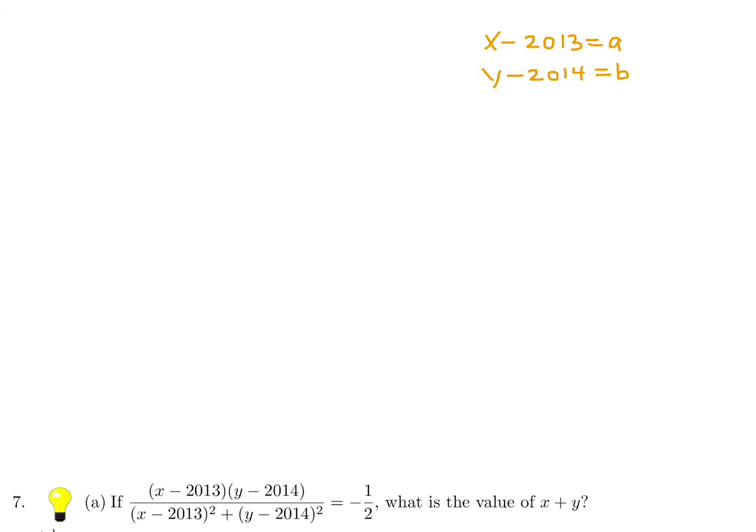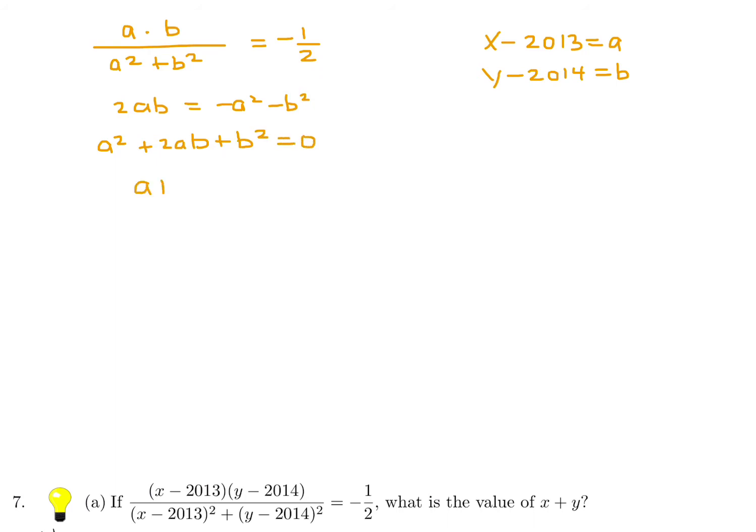So that original expression, if you substitute those, becomes a times b over a squared plus b squared. And that is equal to negative a half. Now cross multiply and you get 2ab is equal to minus a squared minus b squared. Put everything on one side and you get a squared plus 2ab plus b squared is equal to 0. This factors out very nicely, a plus b squared is equal to 0. So that means a plus b is 0, and a is equal to negative b.